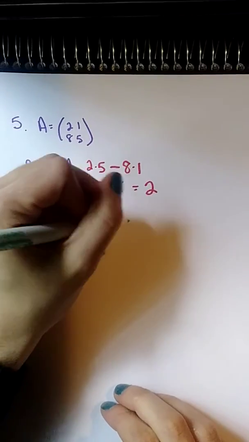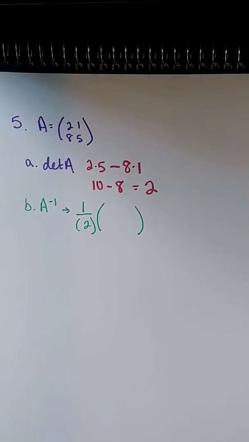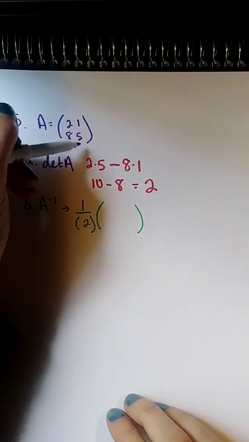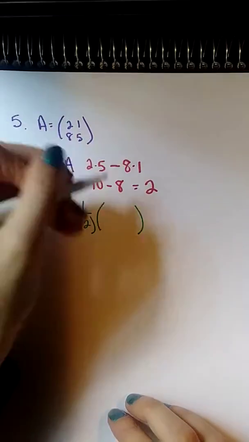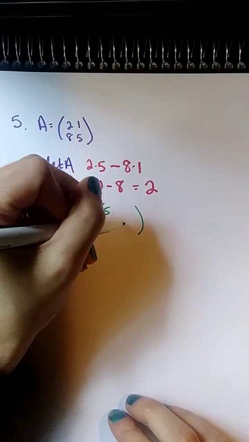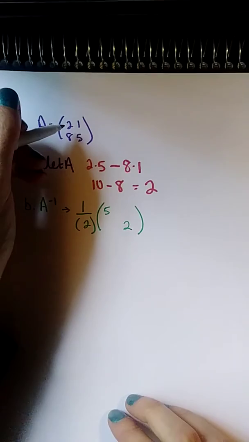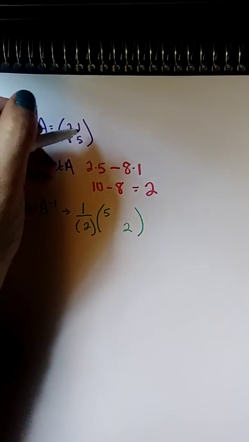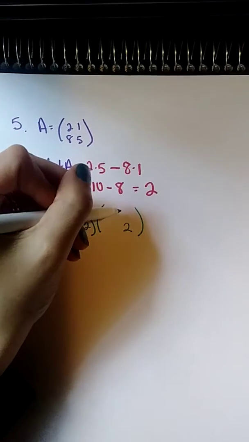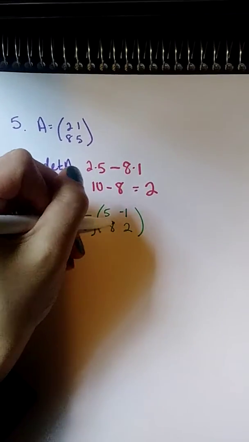And I have to multiply that by my adjugate, which is my flippy matrix. So in order to do my flippy matrix, I'm going to use the same pattern here. I'm going to take these diagonals, and instead of multiplying them, I'm going to switch their position. So I'm going to have 5 and 2 instead of 2 and 5. Then my other diagonals, instead of changing their position, I'm just going to keep them where they are and change their sign. So I get a -1 and a -8.